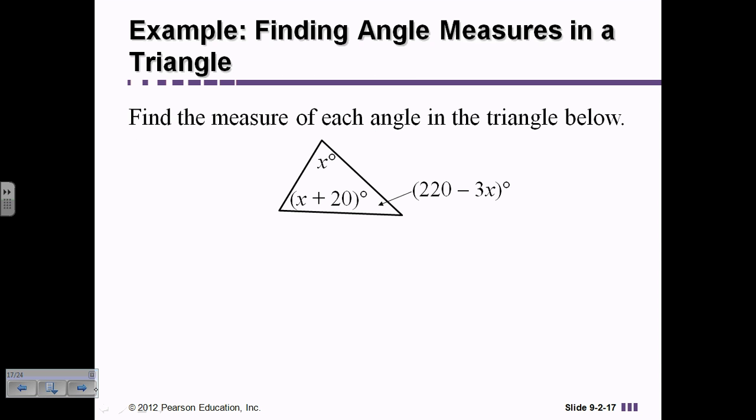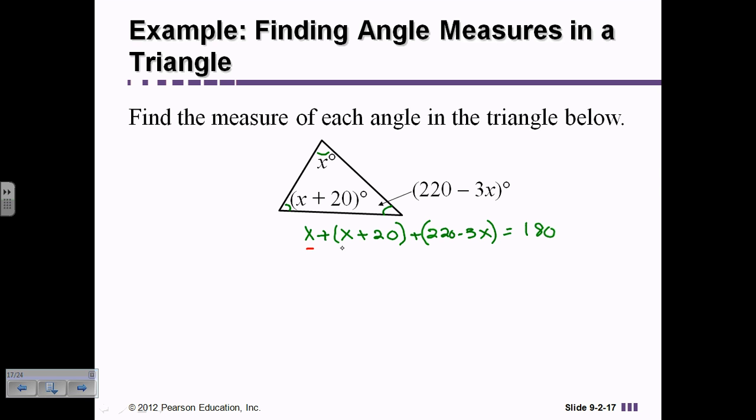So if we have this example here, I know I want to find the measure of each of the angles. So if it's a triangle, I know that the three angles of a triangle have to equal 180 degrees. So that's what I'm going to do. I'm going to set up an equation, x plus 20 plus 220 minus 3x. The three angles of the triangle have to equal 180 degrees. So I took the first angle plus the x plus 20, the second angle, plus the 220 minus 3x, and I add them together to get 180.